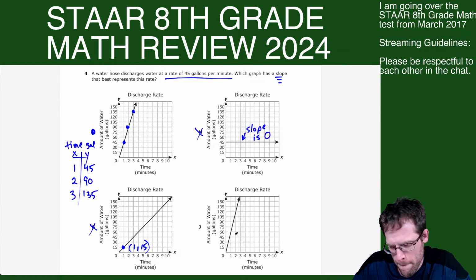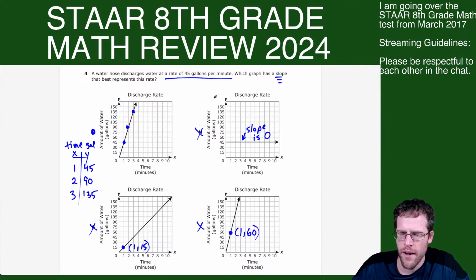Which says in the context of the question that no more water is coming out. Okay, here the problem is the slope is too steep. This says after 1 minute, we have 60 gallons of water that came out. So it can't be choice J. So definitely F.